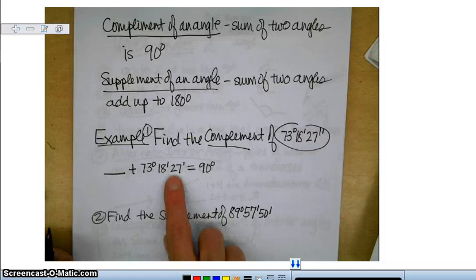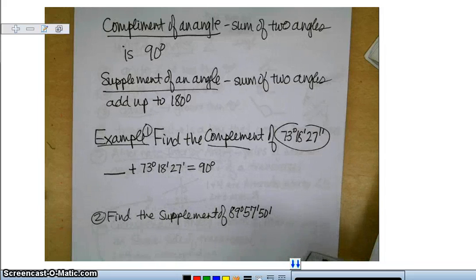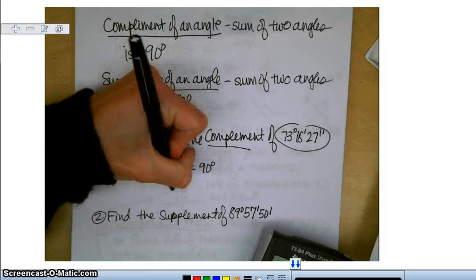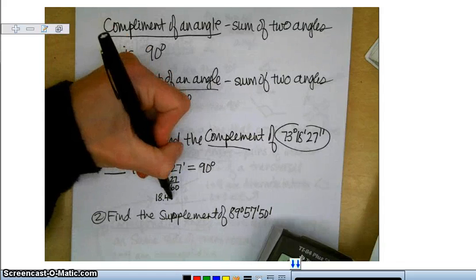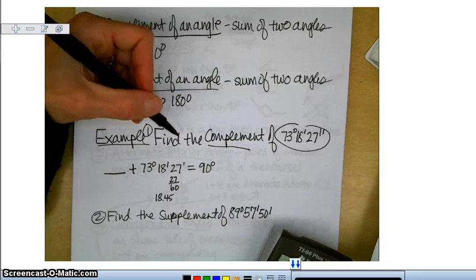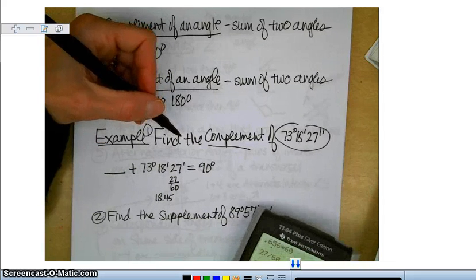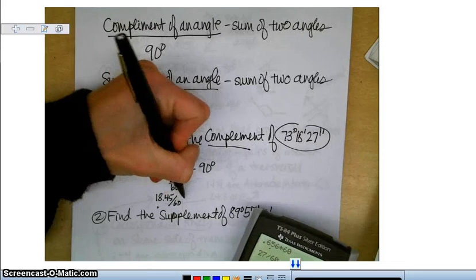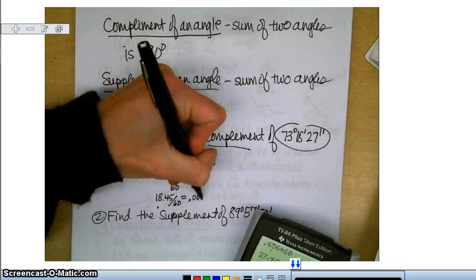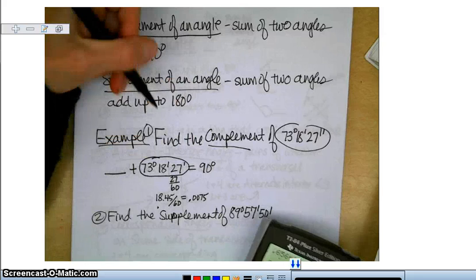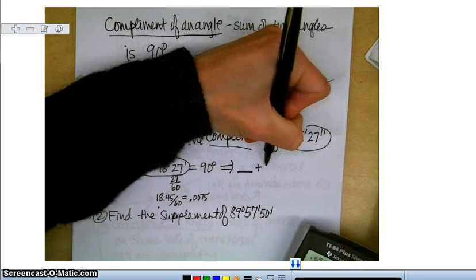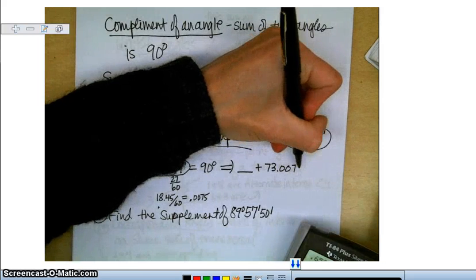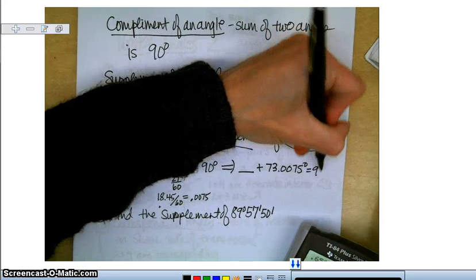So I'm going to divide the seconds by 60. I take 27 divided by 60, and so then this becomes 18.45. Add that to the minutes, and I divide that by 60, and then I get my decimal, 0.0075. So instead of degrees, minutes, and seconds, my actual problem is what angle plus 73.0075 degrees equals 90 degrees.